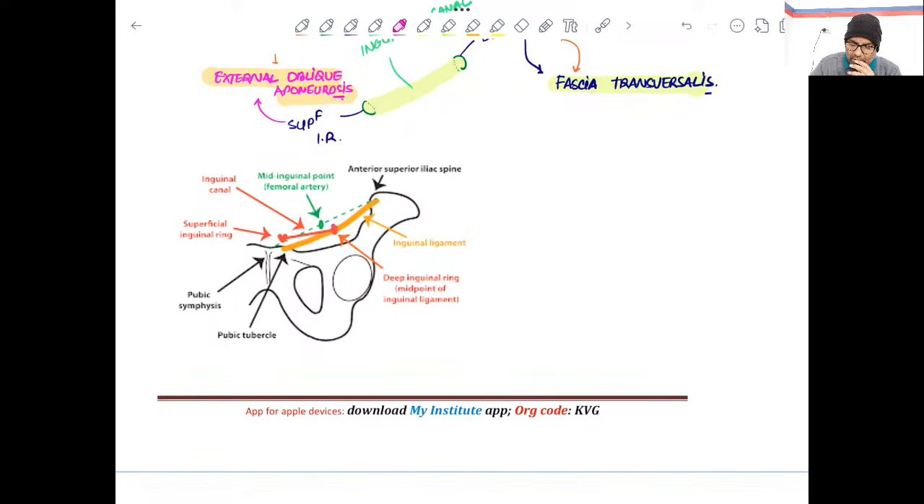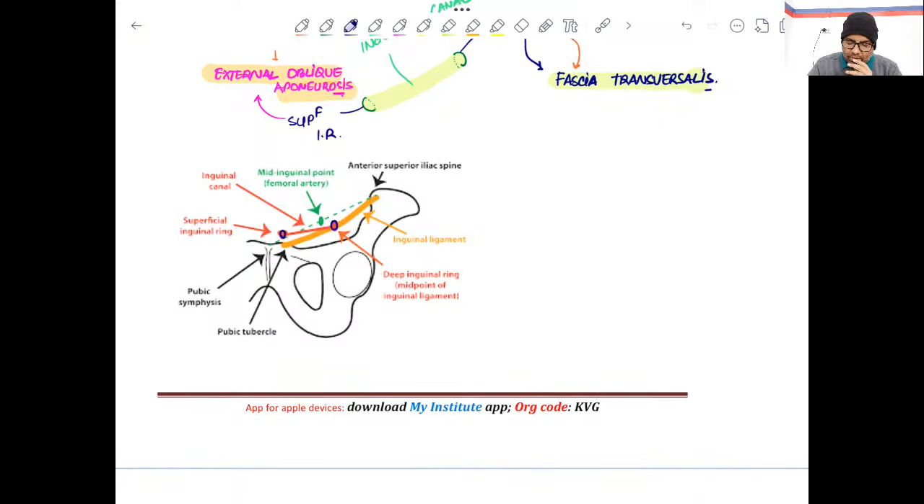So deep inguinal ring and superficial inguinal ring. Clear? Now we can take a few more points from here, and if you see here, there is one bony landmark which is actually the point of attachment of the inguinal ligament, and this is the pubic tubercle. Okay, so this is a very important landmark. Now why I want to discuss this, because suppose this is the midline here.